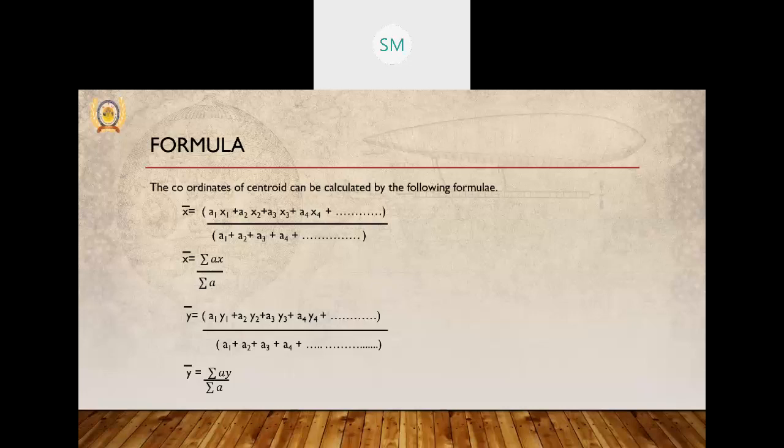The formula will be x bar equals a1 x1 plus a2 x2 plus a3 x3 plus a4 x4 and so on, divided by a1 plus a2 plus a3 plus a4. Similarly for y, it is a1 y1 plus a2 y2 plus a3 y3 plus a4 y4 upon a1 plus a2 plus a3 plus a4, like sigma ax upon sigma a and sigma ay upon sigma a. So by this formula we can calculate.